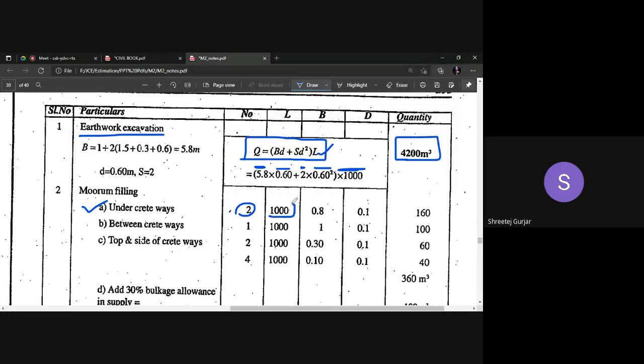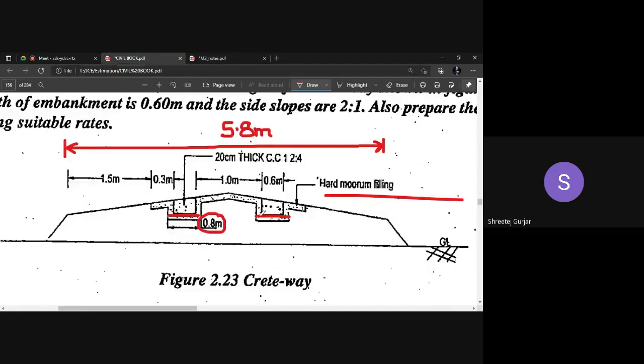Length is 1000 meters, the length of your road, width 0.8, and the thickness is 0.1. So we have got the quantity under the concrete ways. Under the concrete ways is done.